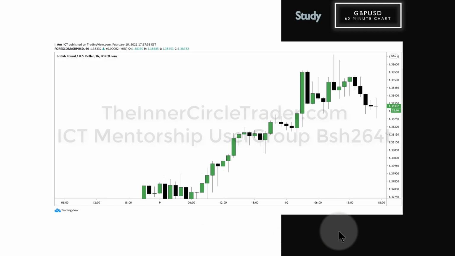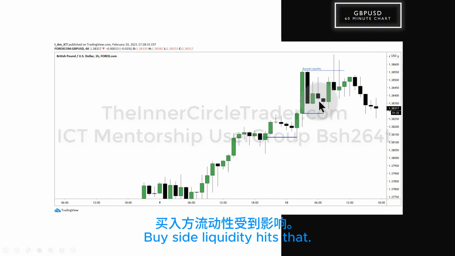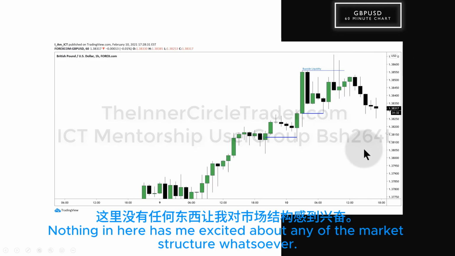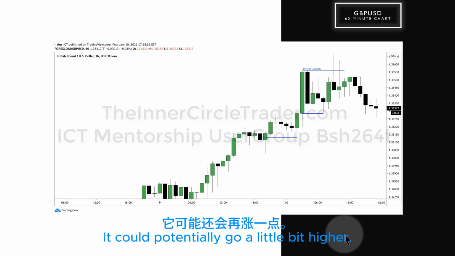One hour British pound. Okay, you'll find that we have order blocks in here. Buy side liquidity hits that. Nothing in here has me excited about any of the market structure whatsoever. I'm not convinced that we've made the actual high. It could potentially go a little bit higher.